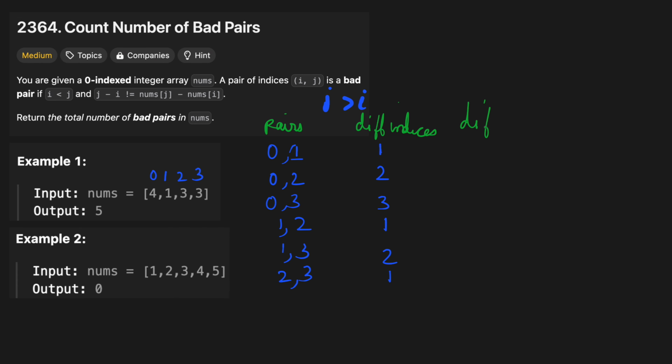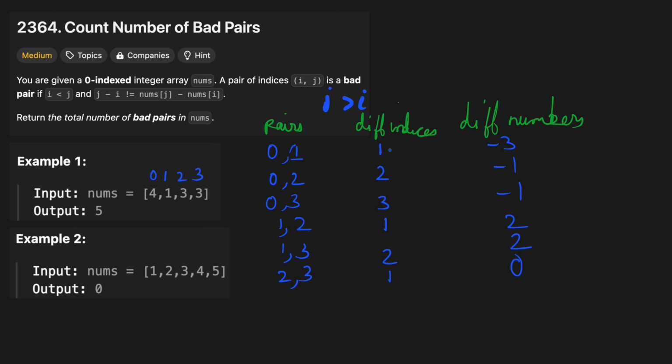And the differences between the numbers at those indices will be 1 minus 4, that is minus 3, 3 minus 4, that is minus 1, and 3 minus 4 again, so again we will get minus 1. And for the pairs 1,2 and 1,3, the difference will be 3 minus 1, that is 2, and 2 again. And for the pair 2,3, the difference in numbers will be 0.